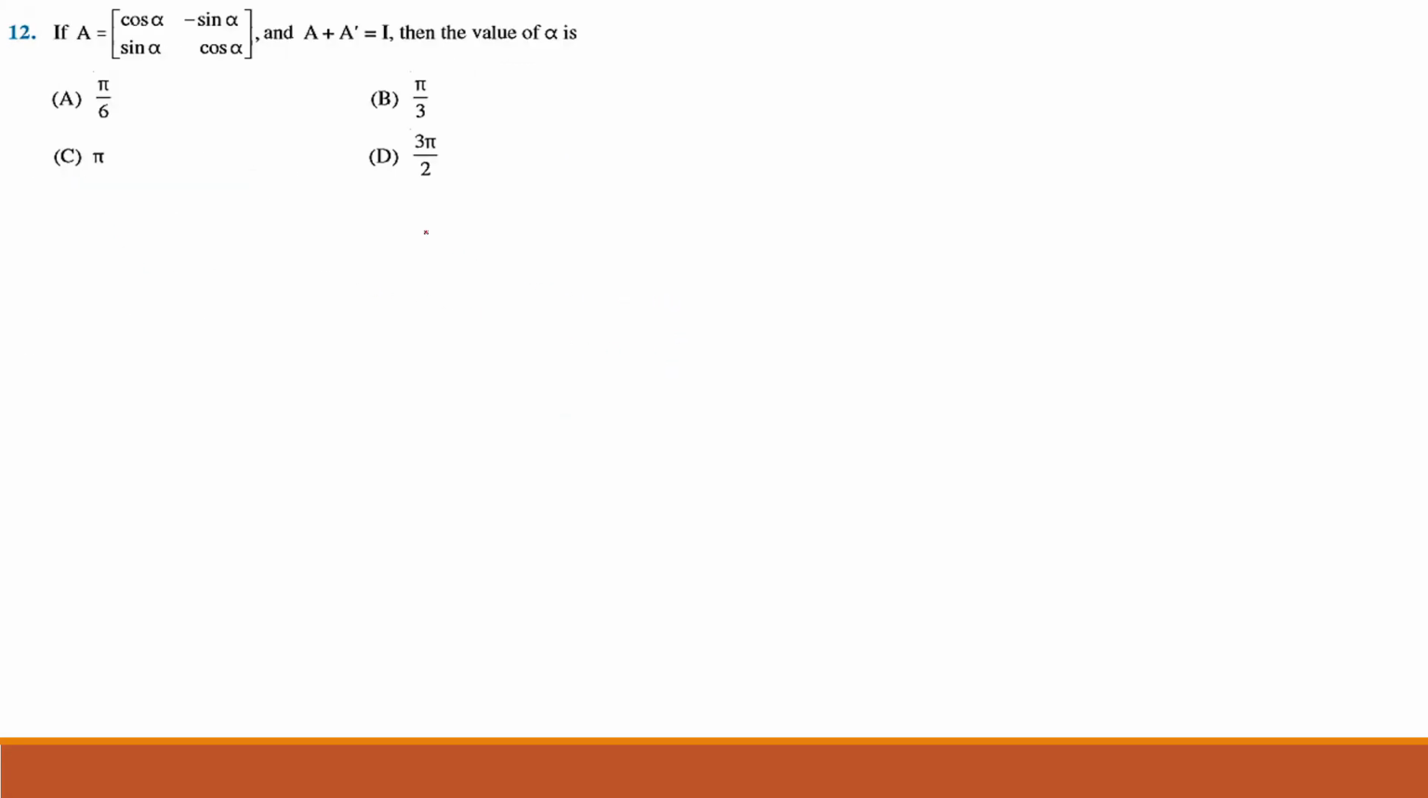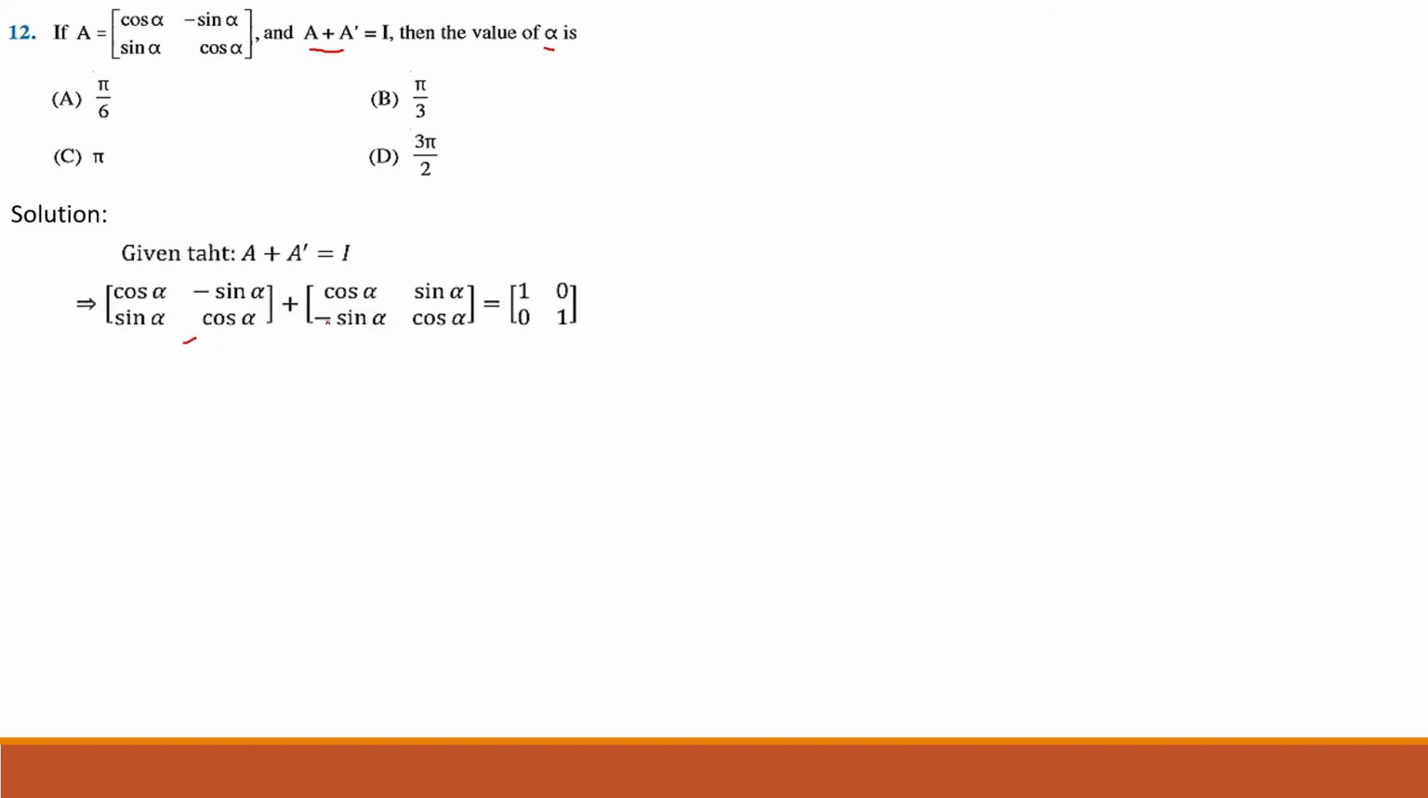Moving on to the 12th problem, we have given a matrix A of trigonometric functions, and we have given that A plus A dash is equal to I, and we have to find the value of alpha. So let us write all the matrices in this format, which is A plus A dash. It will be matrix A and its A dash is equal to the identity matrix. Now if we add these, cos alpha plus cos alpha is 2 cos alpha, and the minus and minus will cancel out, and this also will cancel, and this will become 2 cos alpha. So after equating these two matrices, we can clearly see that 2 cos alpha is equal to 1. That means cos alpha is equal to 1/2.